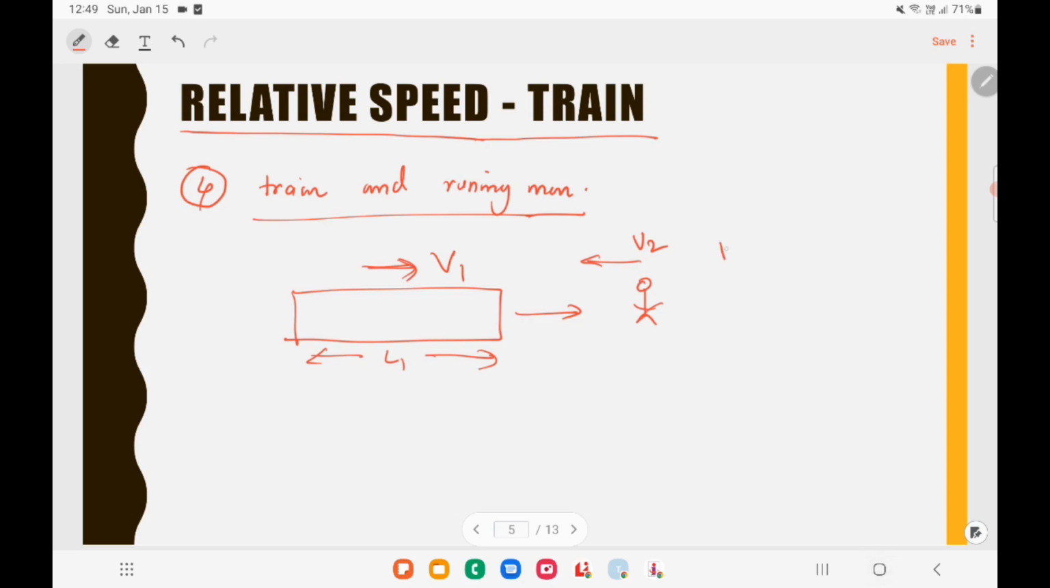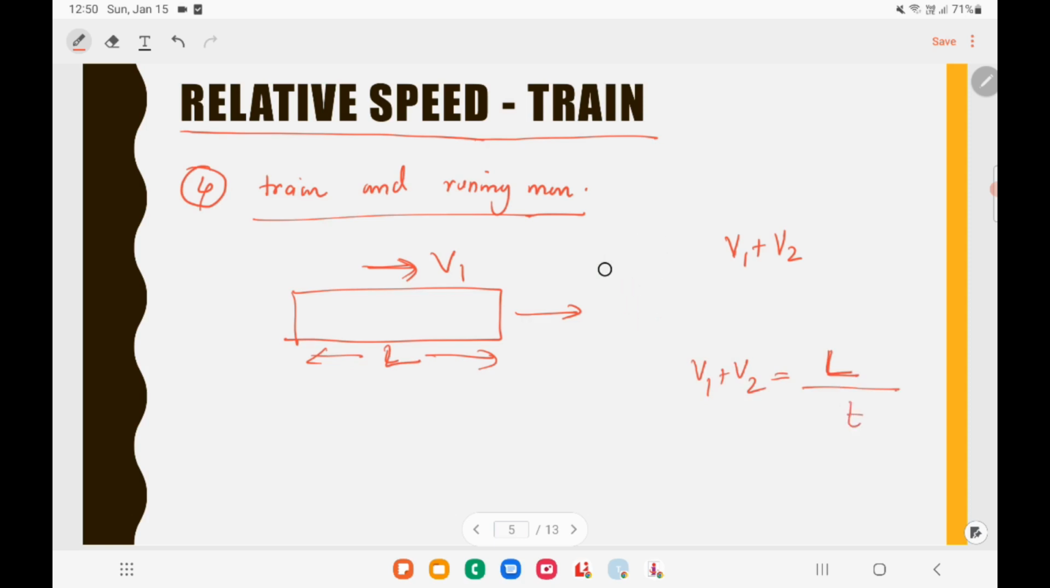So the relative velocity will be v1 plus v2. So here you need to take v1 plus v2 is equal to total length. Here only the length of the train will come. So let's say this is L. So L divided by time taken to cross, this is equal to T.